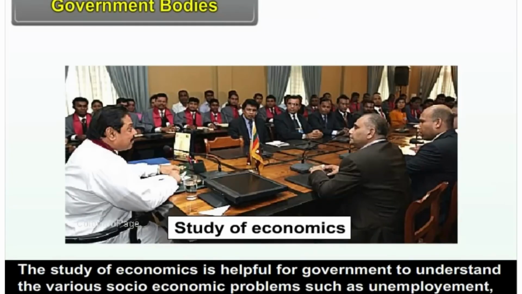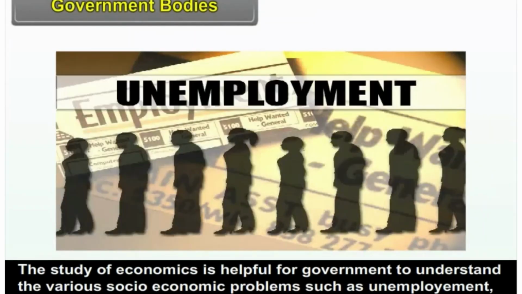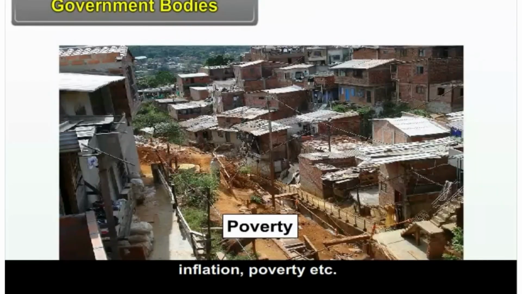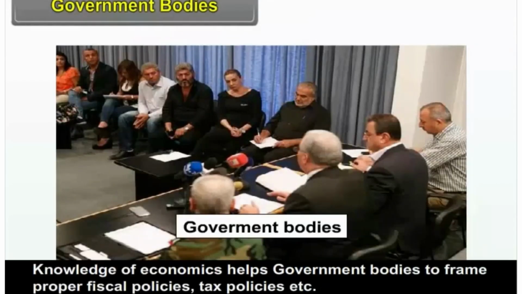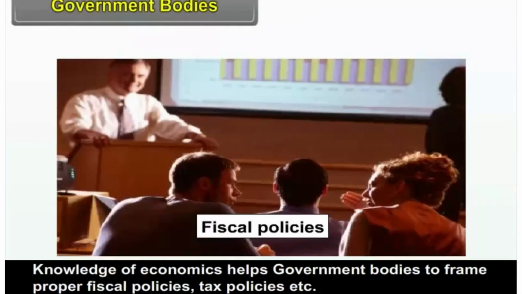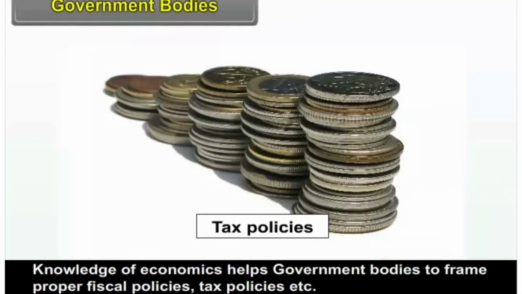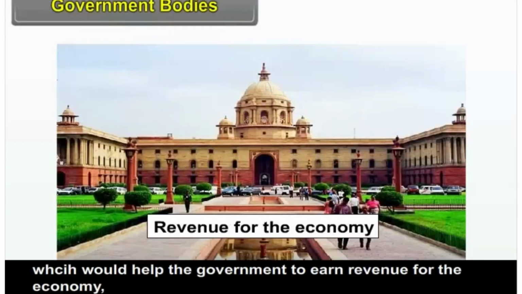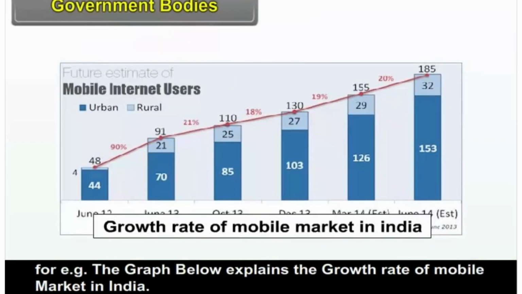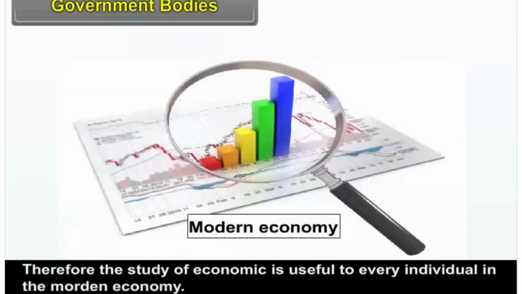Government bodies. The study of economics is helpful for the government to understand the various socio-economic problems such as unemployment, inflation, poverty, etc. Knowledge of economics helps government bodies to frame proper fiscal policies, tax policies, etc., which would help the government to earn revenue for the economy. For example, the graph below explains the growth rate of mobile market in India. Therefore, the study of economics is useful to every individual in the modern economy.